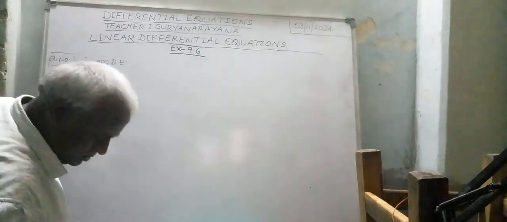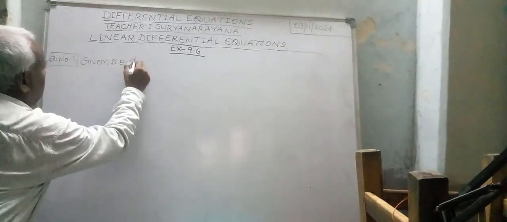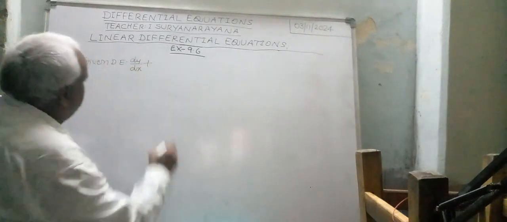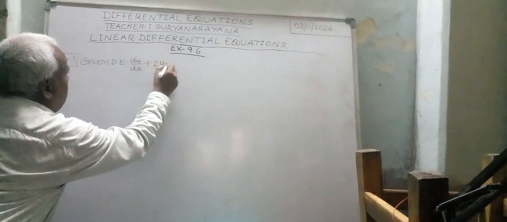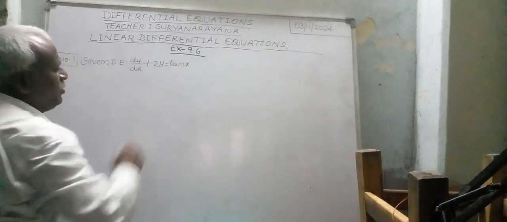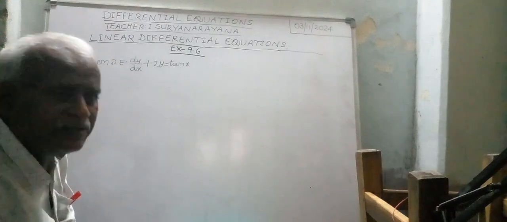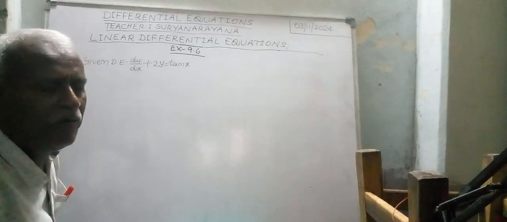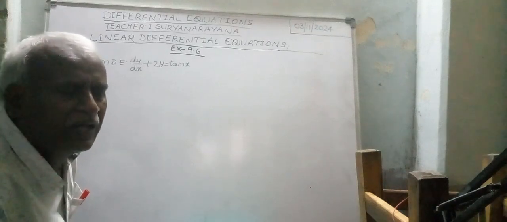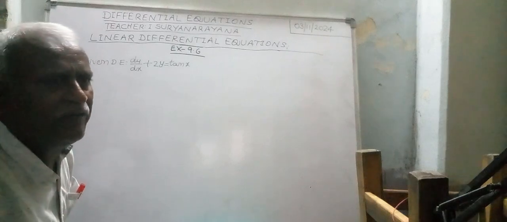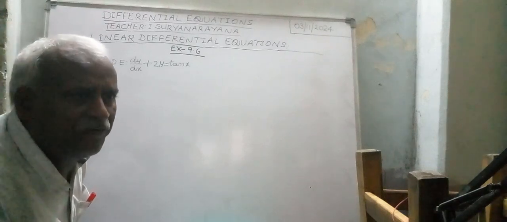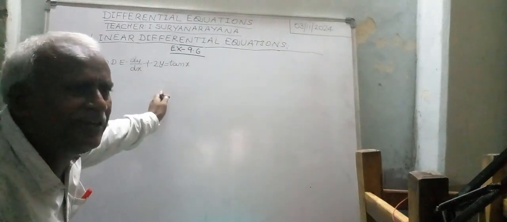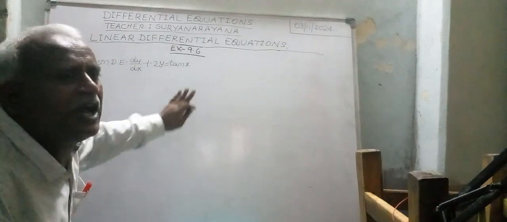Given differential equation is dy by dx plus 2y is equal to tan x. First question, second, third and fourth. These 4 are of the same type. I mean, the given differential equations are in the standard form itself. No need to worry about the first step. The given differential equation is itself in the standard form.